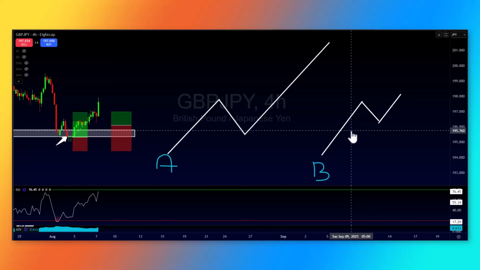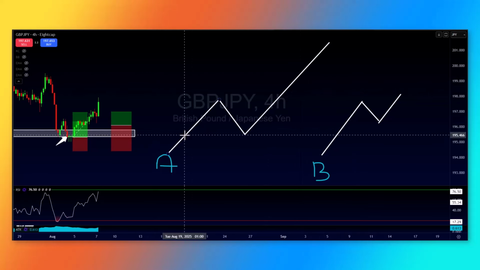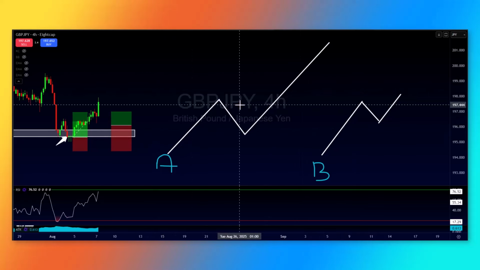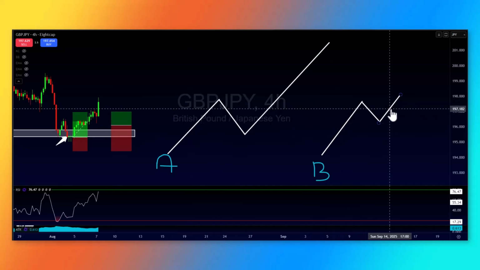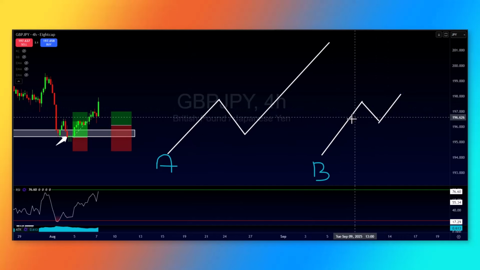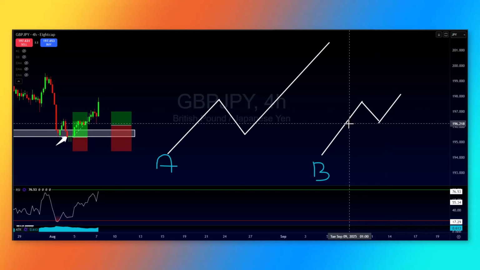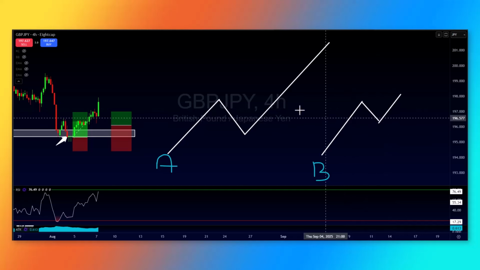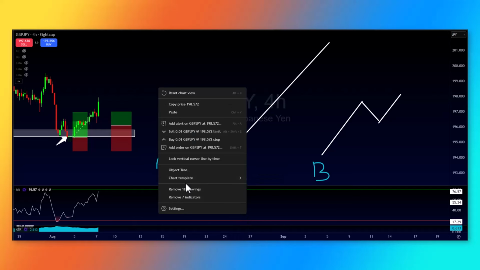So if this second extension is larger than this first extension, that is a sign of a healthy, strong trend. In this scenario where the second extension is shorter than the first extension, that is a sign of a weakening trend. So we can put this all together real quick in many different ways.